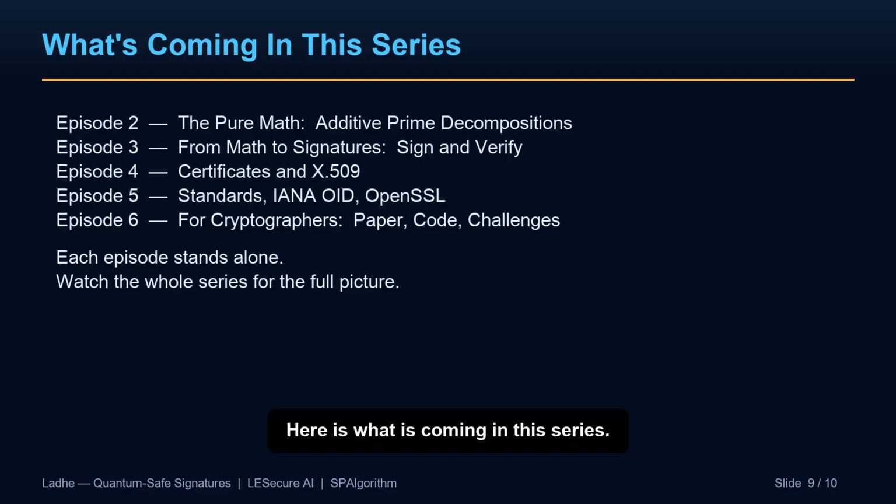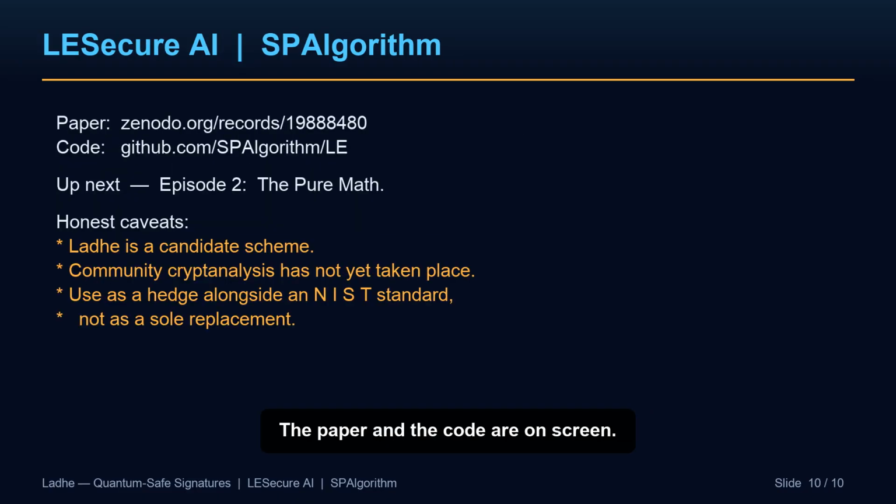Here is what is coming in this series. Episode 2, The Pure Math, Additive Prime Decompositions. Episode 3, From Math to Signatures. Episode 4, Certificates and X.509. Episode 5, Standards, the IANA Object Identifier, and the OpenSSL Walkthrough. Episode 6, For Cryptographers, the paper, the code, and the Cryptanalysis challenges. Each episode stands alone. Watch the whole series for the full picture. The paper and the code are on screen. Up next, Episode 2, The Pure Math.